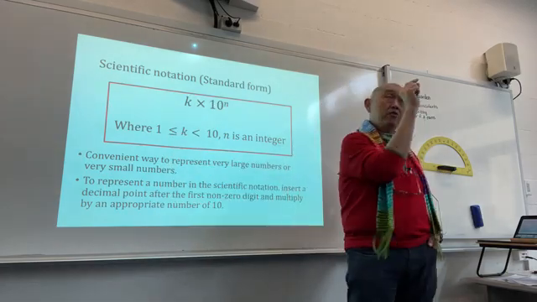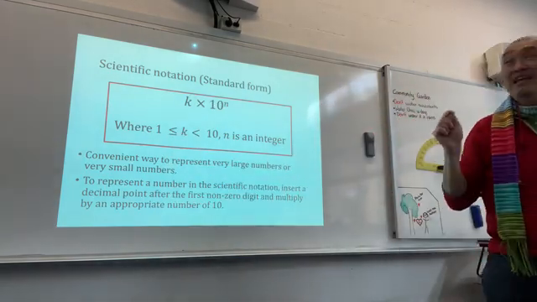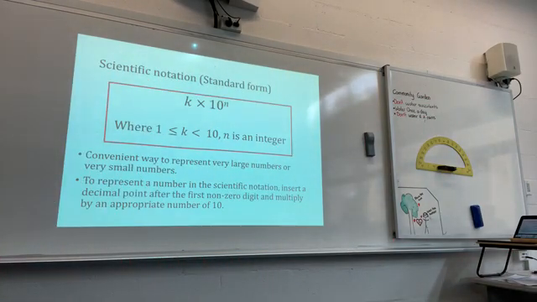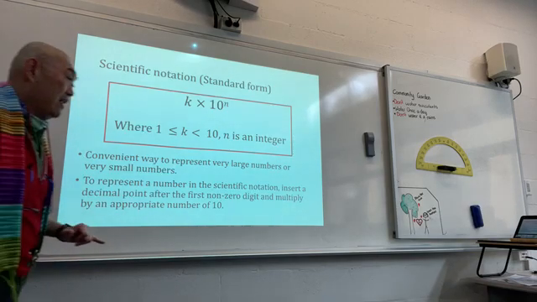Remember, k could be 1, cannot be anything less than 1. The maximum value of k could be 9.9999999. It cannot be 10, because 10 can be written as 1 times 10 to the power of 1. All right? It is actually a convenient way to represent very large numbers or very small numbers, and to represent in scientific notation, insert a decimal point after the first non-zero digit and multiply by the appropriate power of 10.